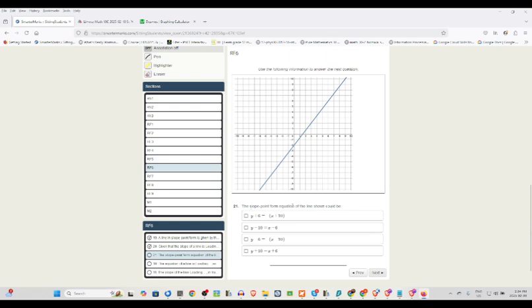The slope point form of the equation in this graph, well, for starters, it's going up. So we have to have a positive slope. That eliminates options A and C. Now, B says the point 6, 10 is on the graph. But no, this has -6 and -10 on the graph, so it's D.